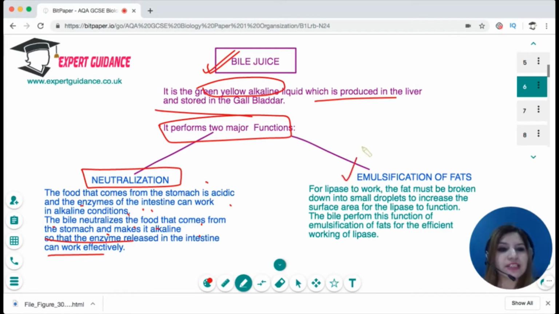Next is the emulsification of the fats. For lipase to work, the fat must be broken down into smaller droplets to increase the surface area for the lipase to function. The bile performs this function of emulsification of fat for the efficient working of the lipase.